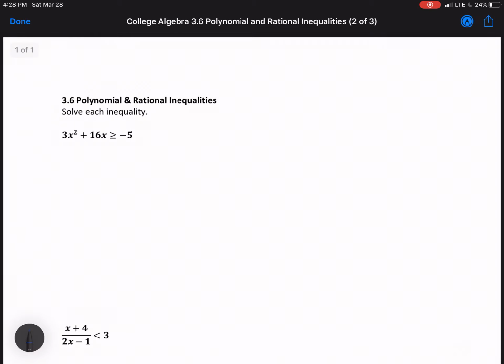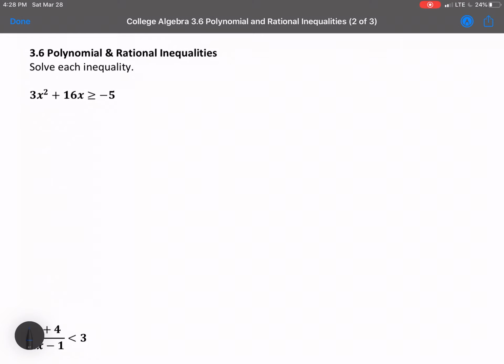Okay, so reviewing 3.6 polynomial and rational inequalities. We're going to do one of each. When we solve each inequality, remember we always want to start off with just solving for x. With our first one, 3x squared plus 16x is greater than or equal to -5, we first want to get everything to one side.